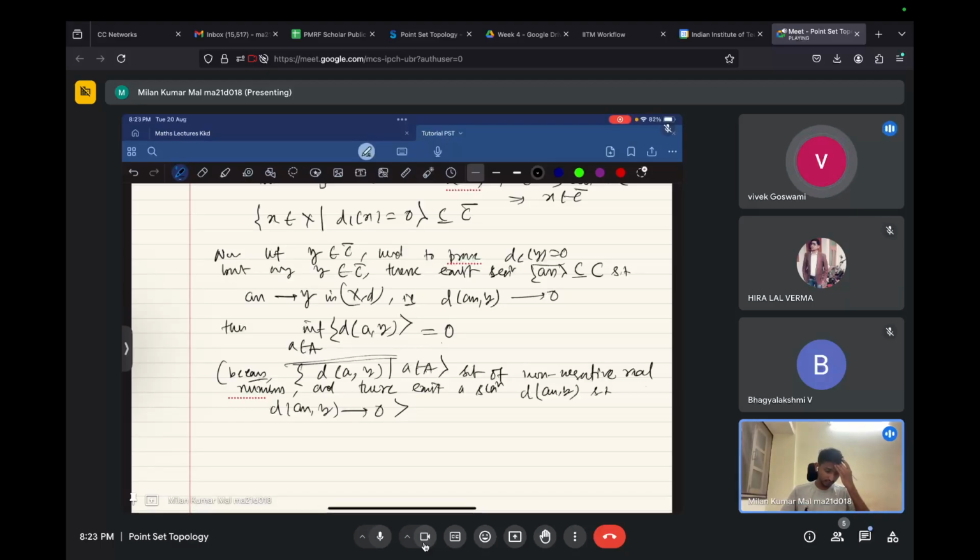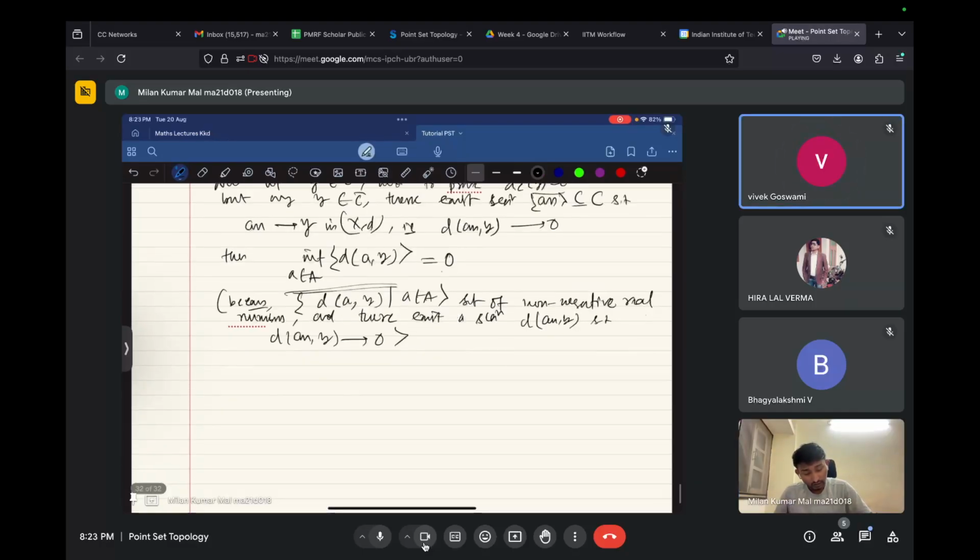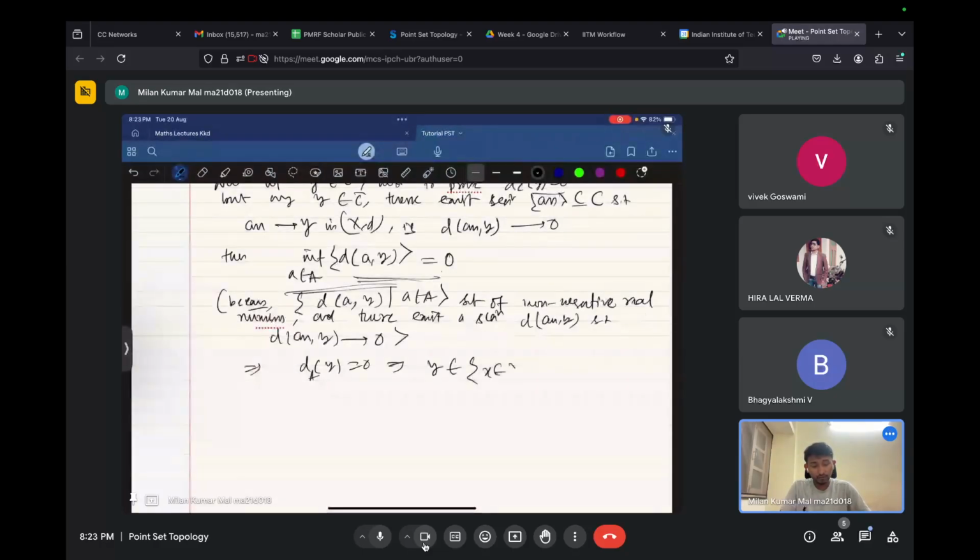Is that fact clear? Okay. So as this is 0, that means d(A, y) is equal to 0. That means y is basically on that particular set, x belonging to capital X, such that d(A, x) is equal to 0. That means the closure of A is a subset of this particular set. I think now it is wholly proved.